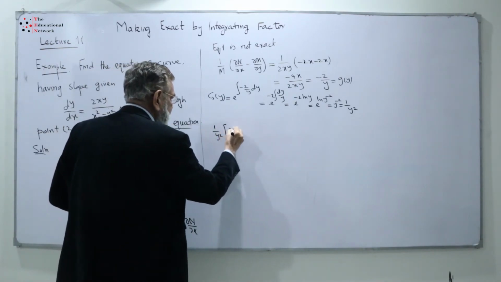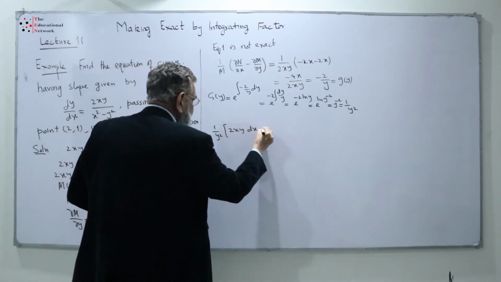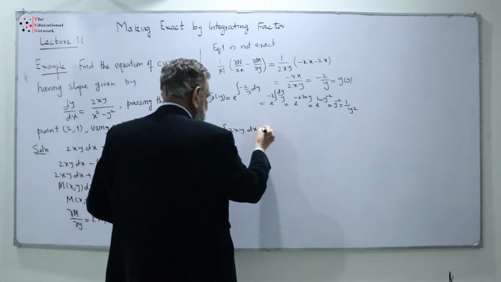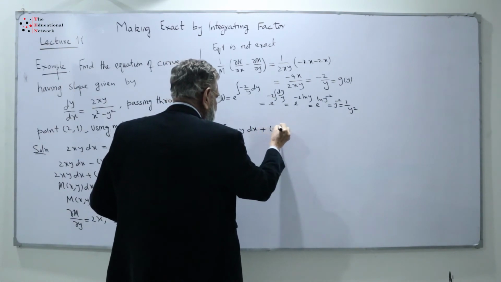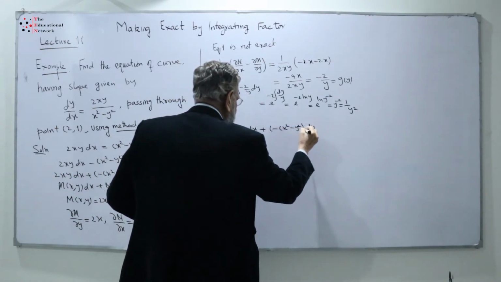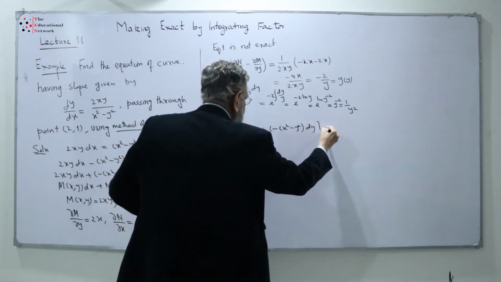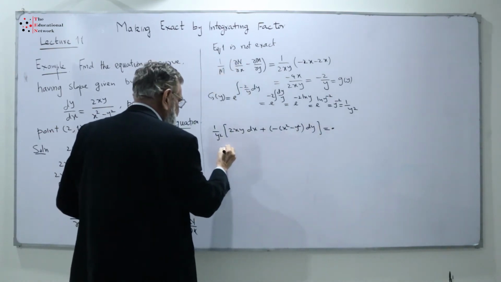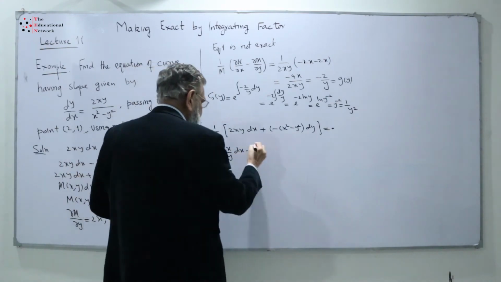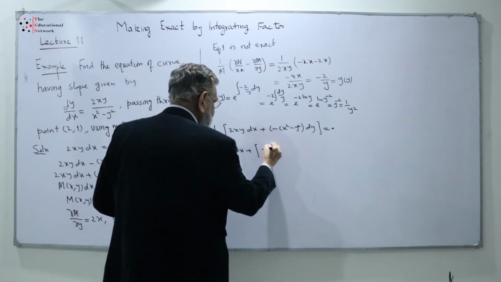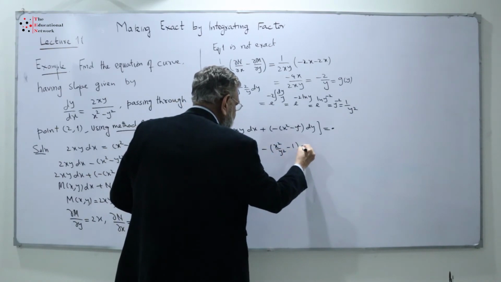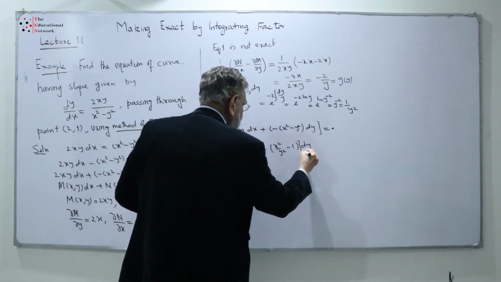We get here 2xy dx. Then we write here minus x square minus y square into dy, and this is equal to 0. Multiply by 1 upon y square. We get here 2x over y into dx plus we are having here (y square minus x square) over y square into dy, and that's equal to 0.